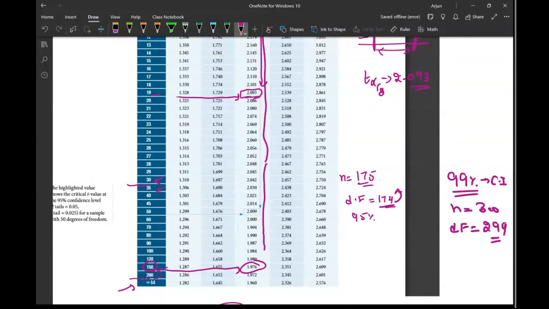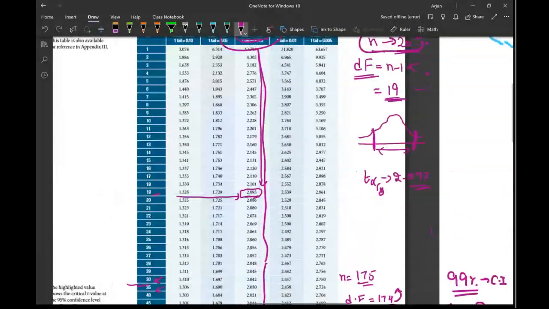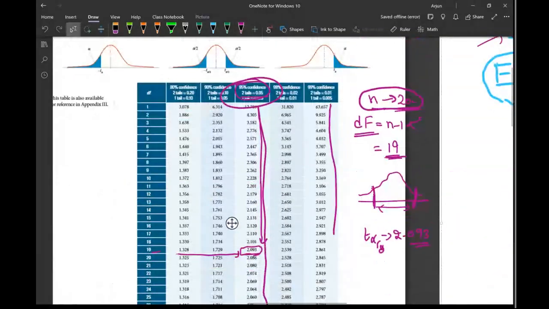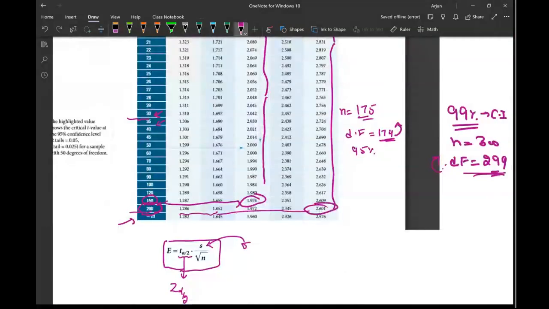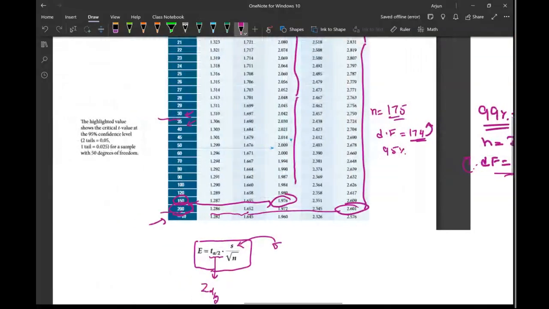Now in that scenario, I'll take the value of 200 here, because one prior to 299 which is given to me is 299% confidence interval. So this is the value, and I'm going to move it down here. So this is the value I'm going to consider. So hopefully you understand how to look into the t distribution table.